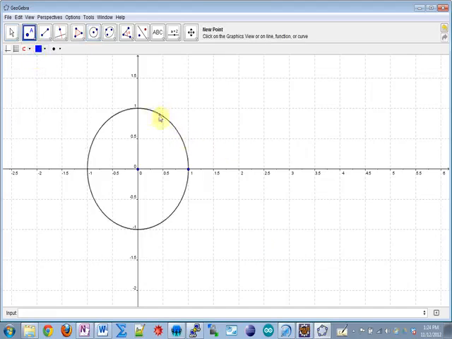Let's put a point on here now. Okay. So that point is stuck to the unit circle. No matter where I move it, it's on the circle.